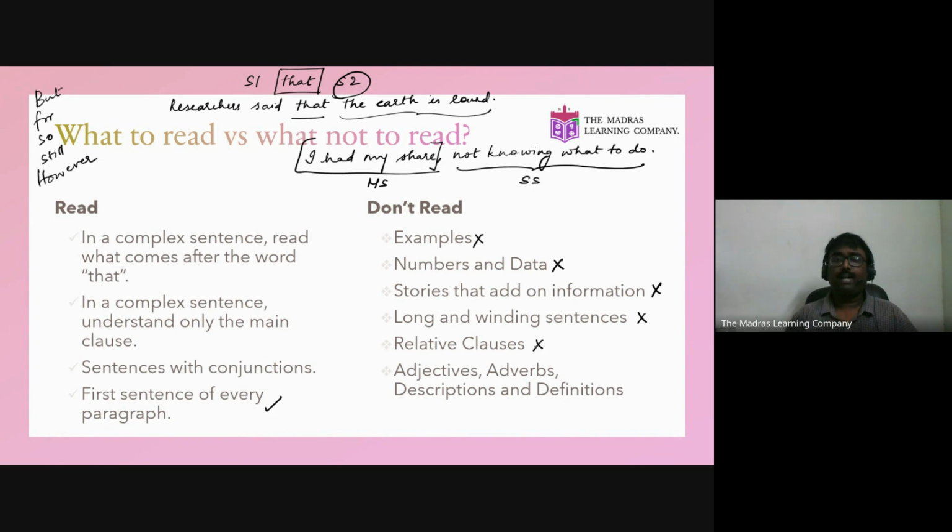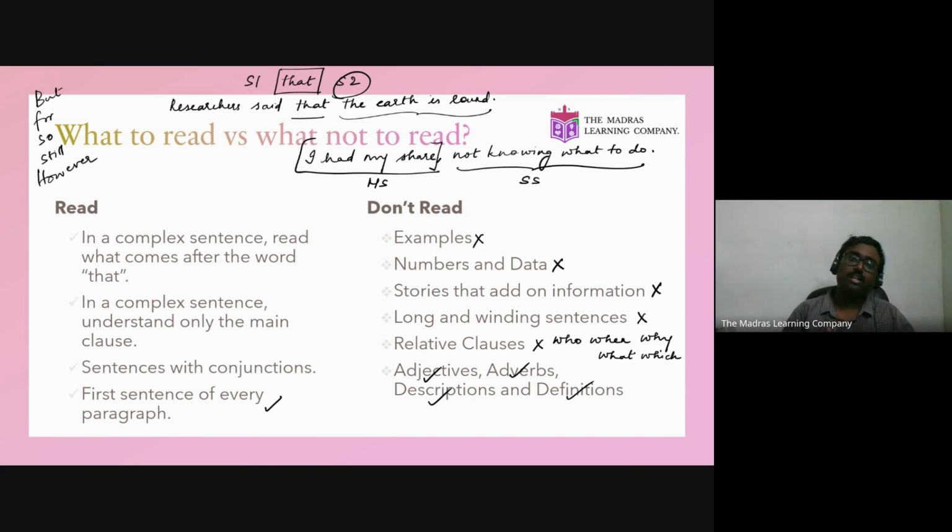If your paragraph has relative clauses, and when I say relative clauses, these are words that begin with who, when, why, what, and which, right? If your sentence has parts like this, ignore them, right? Similarly, if your sentence has adjectives, adverbs, which are basically descriptions, definitions, anything that is adding more information, ignore. When you read the passage for the first time, you should only understand what the author is trying to tell you. What is he trying to tell you from that passage? It's enough if you understand that.